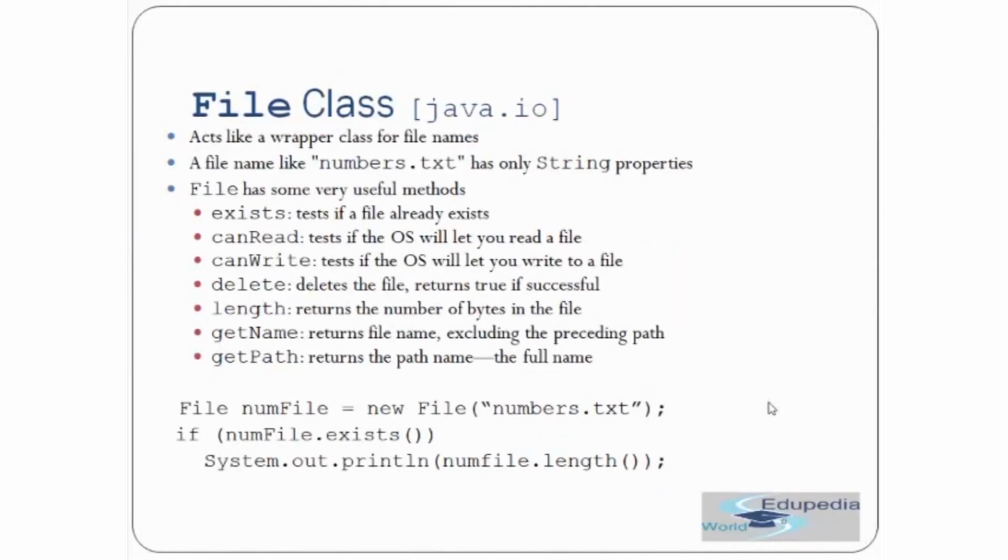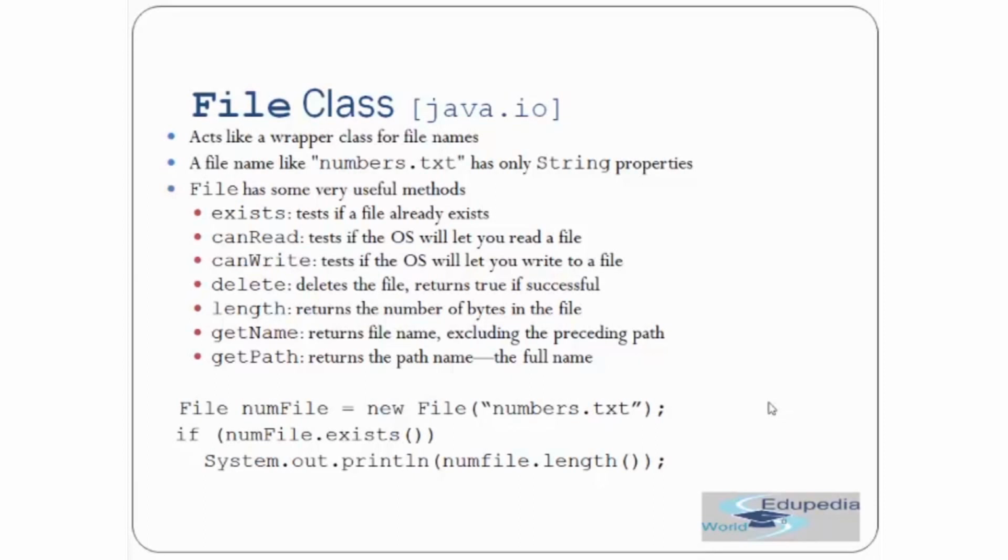So this is the File class, which is present in the Java IO package. It acts as a wrapper class for file names, like we have Integer as the wrapper class for int. Similarly for file names, this acts as a wrapper class, that is, it provides us additional functionality for those files. So a file name like numbers.txt has only string properties. Right now it is just a string. But when it is added to a File, like a wrapper class, then it has some useful methods.